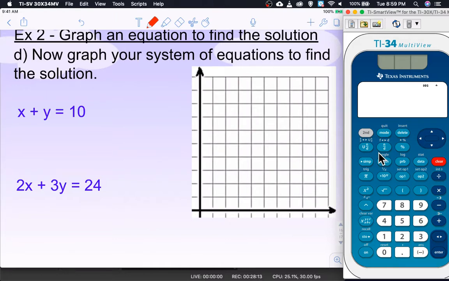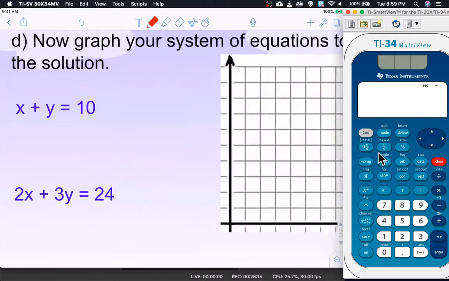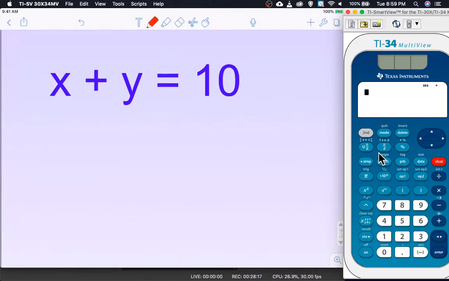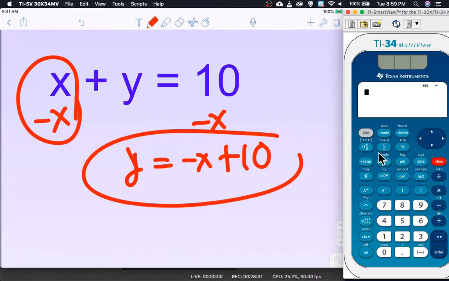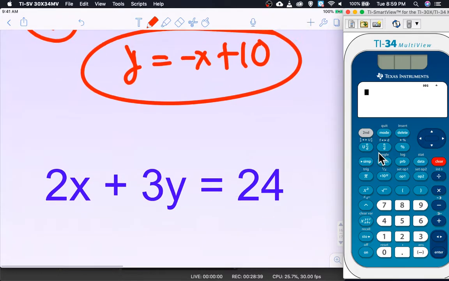All right, now, for me to graph these equations, I have to take both of them and solve for y. This first one is very easy though, so all I'm going to do is subtract x on both sides because that gets the y by itself. So now we have y equals negative x plus 10. I can graph that equation, but I'm going to go ahead and solve this other one for y while I'm here.